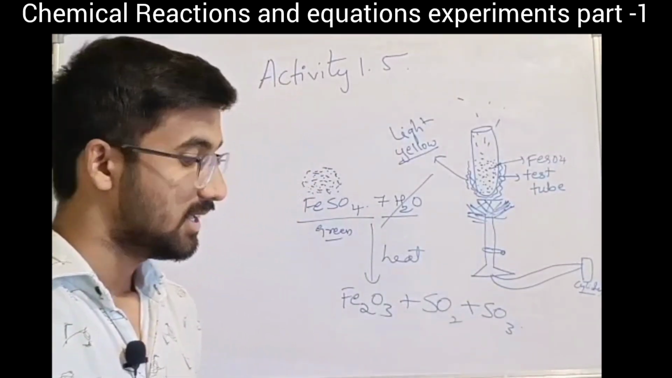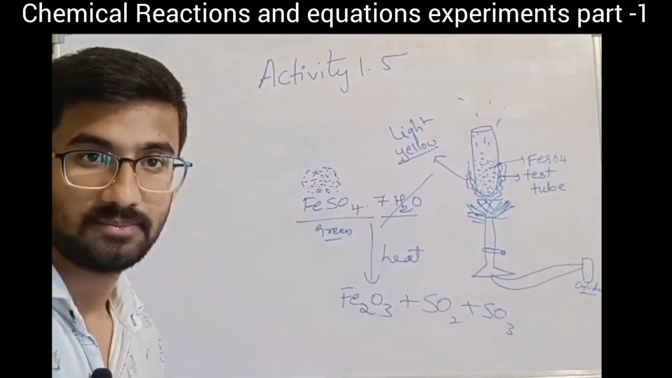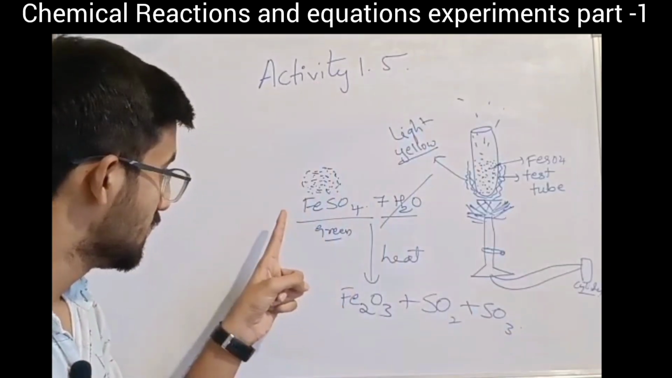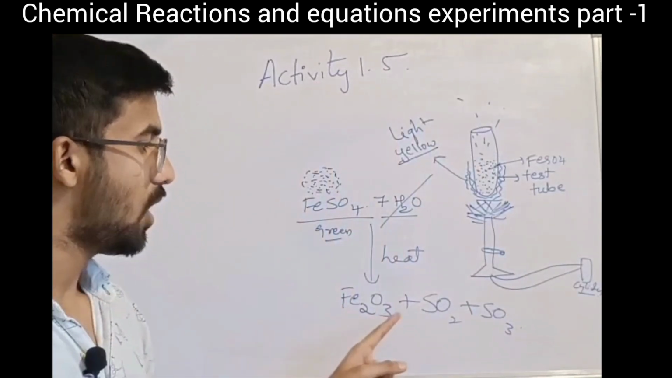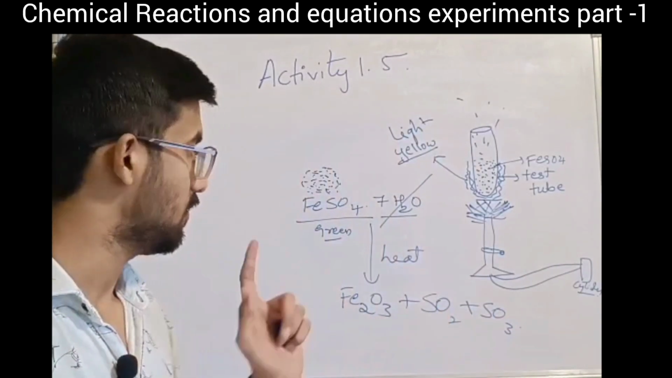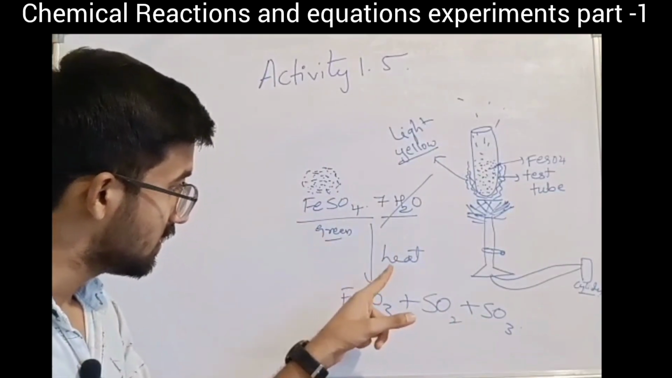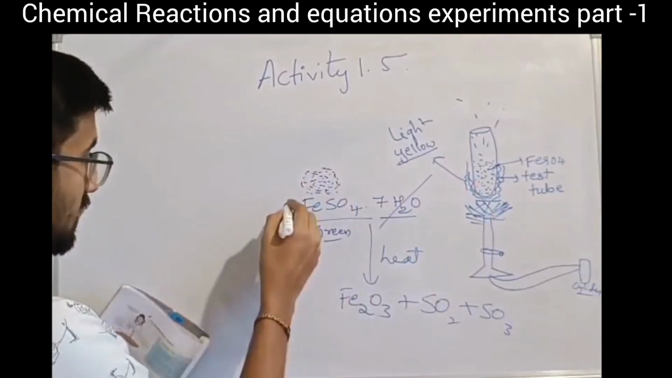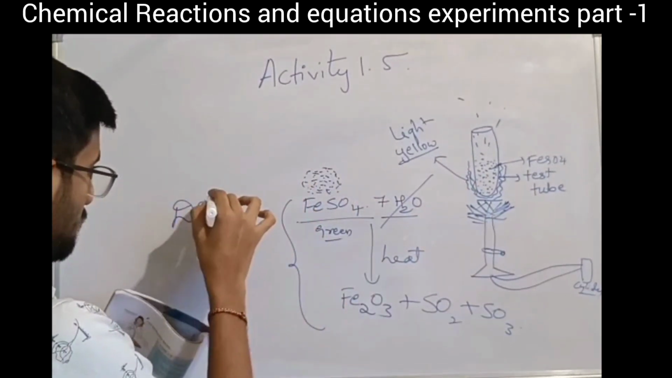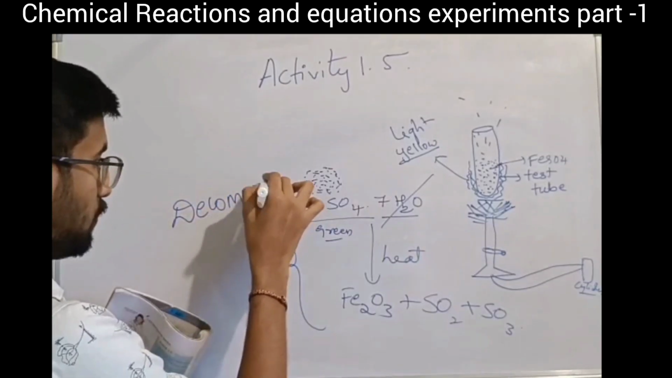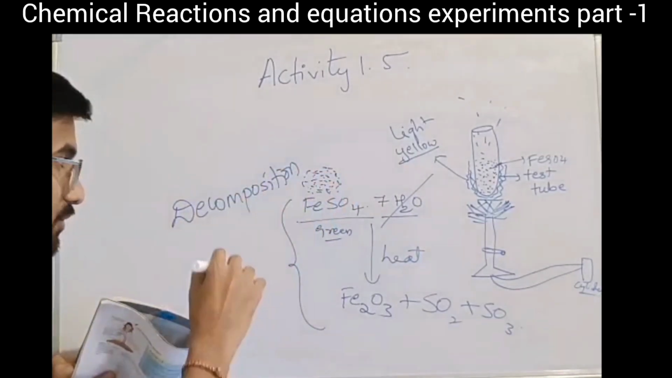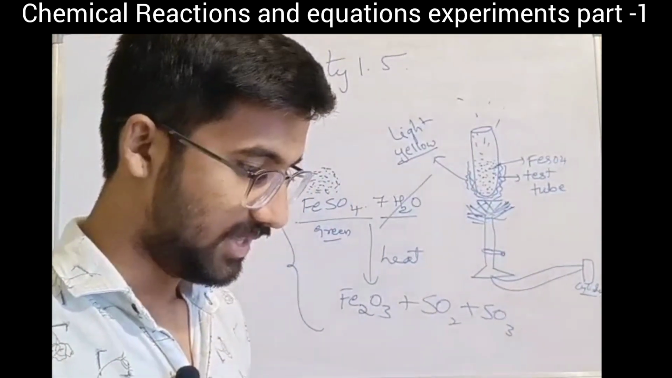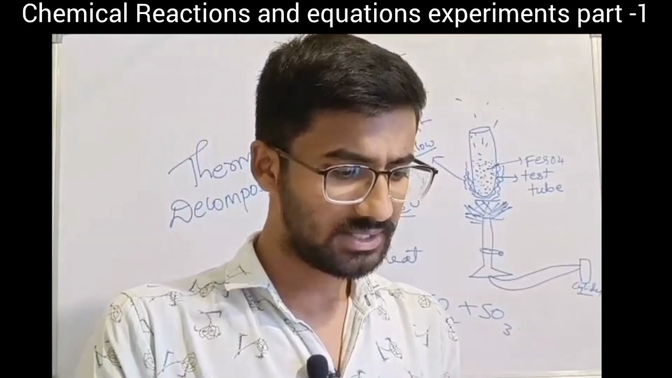So we can tell that it is a decomposition reaction. Which type of decomposition reaction? Thermal decomposition reaction, because it has a single reactant and two or more products, right? Okay. And the word they use is heat. Then which type? Thermal decomposition. Clear? That they have asked you, what the color changes.